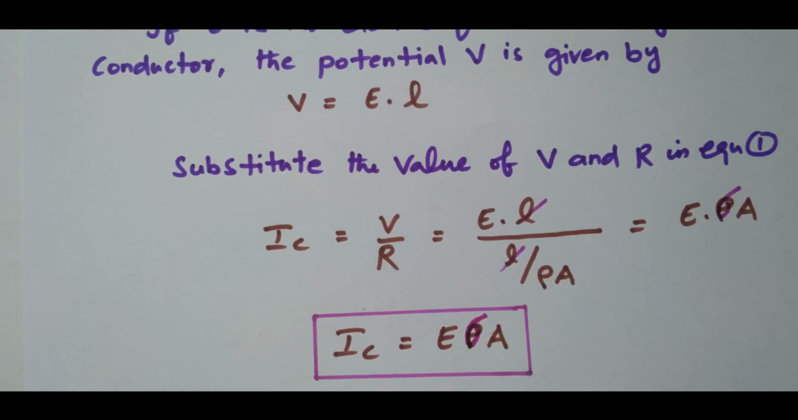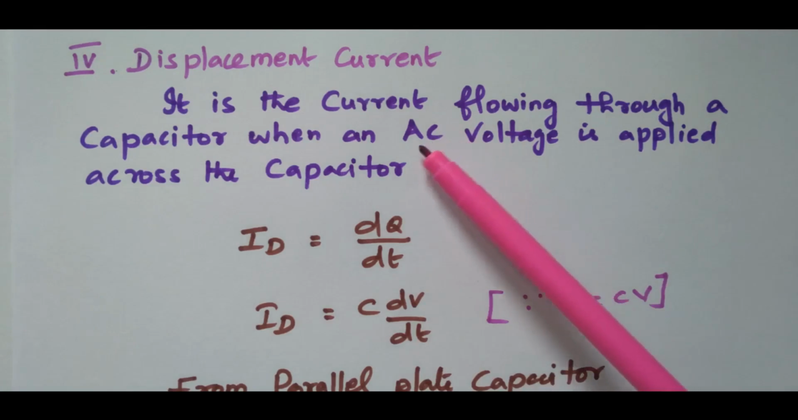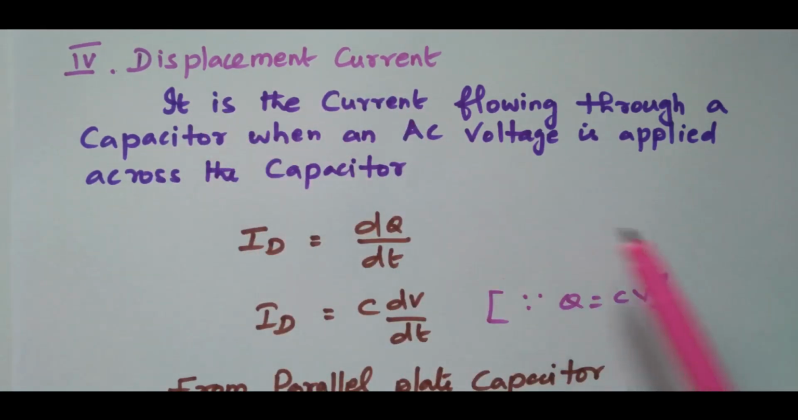Now we'll see the displacement current. In the displacement current, this current is nothing but current flowing through a capacitor when AC voltage is applied across the capacitor. So the conduction current is nothing but current flowing through any conductor with resistivity R and voltage V. The current flowing through the capacitor is named as displacement current, right? When AC voltage is applied, the current flowing through the capacitor is nothing but displacement current.